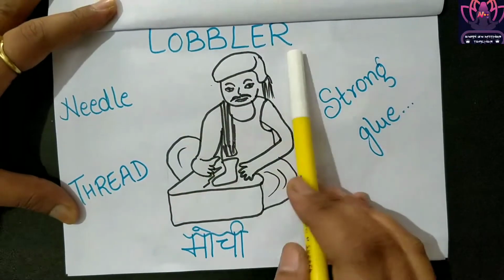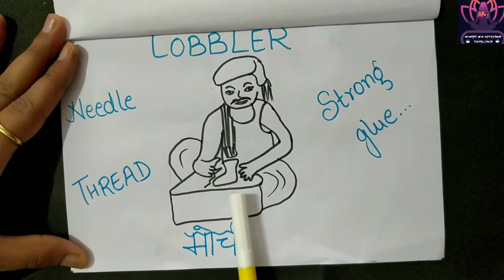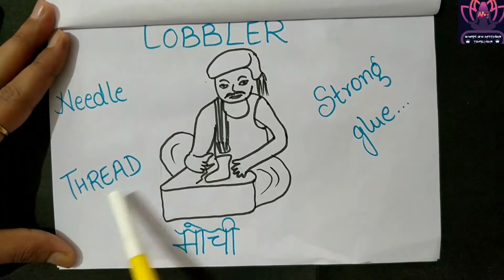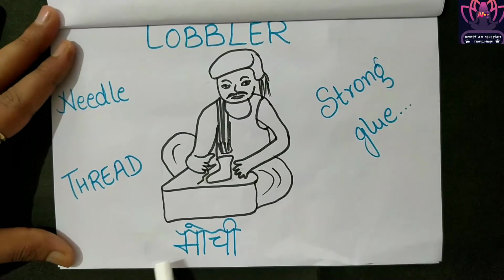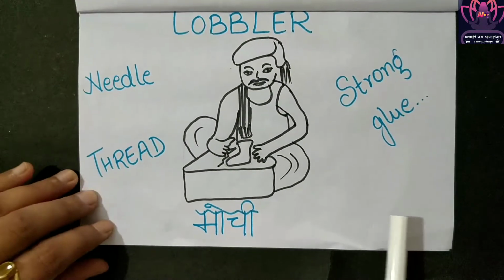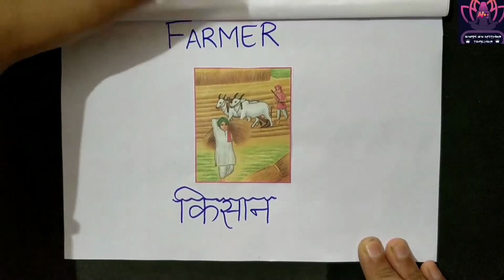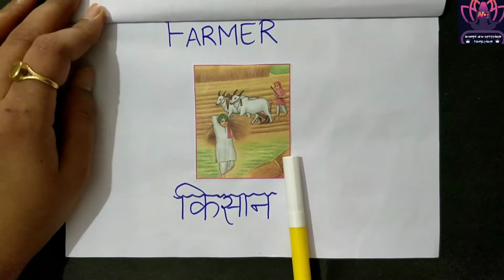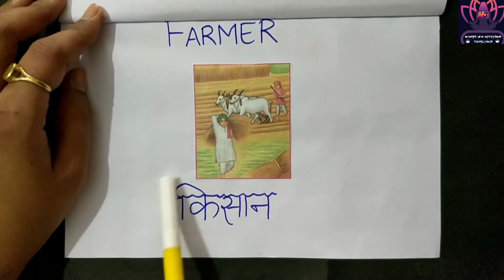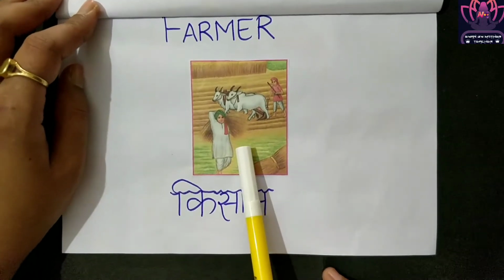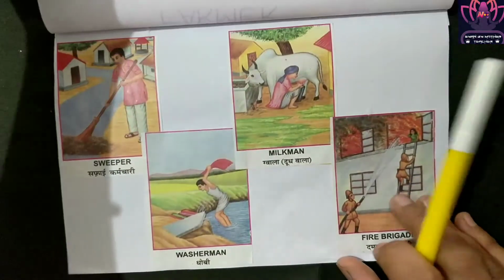Next helper is cobbler. Whenever our shoes are torn, we visit a cobbler. Cobbler uses different tools to mend our shoes. We address him as Mochi in Hindi. Our next helper is farmer. Farmer grows various crops for us. We address him as Kisan in Hindi.